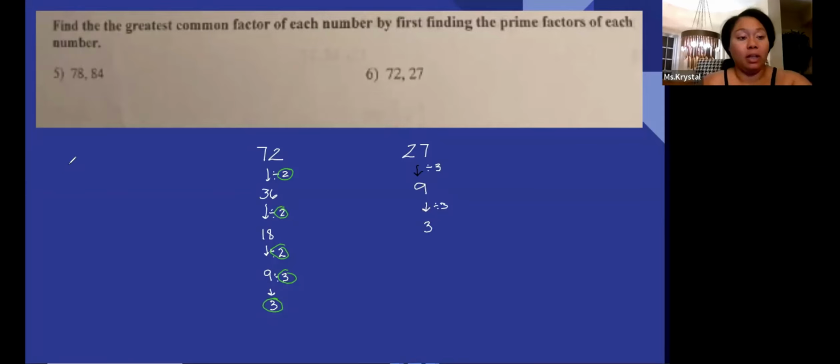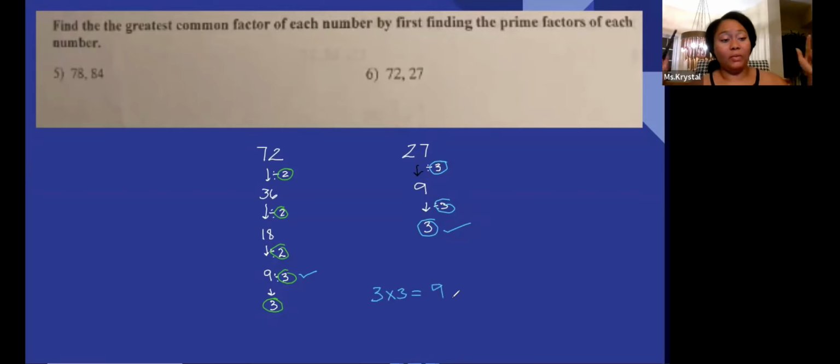So these numbers, let me change my color again. And so we have 3, 3, and 3. So we have 2, 2, 2, 3, and 3. And then we have 3, 3, 3. So of course, our numbers that we have in common on this side and this side are 3 and 3. So 3 times 3 gives us 9. And I'm going to write this right here. 3 times 3 gives me 9. So the greatest common factor of 72 and 27 is 9.